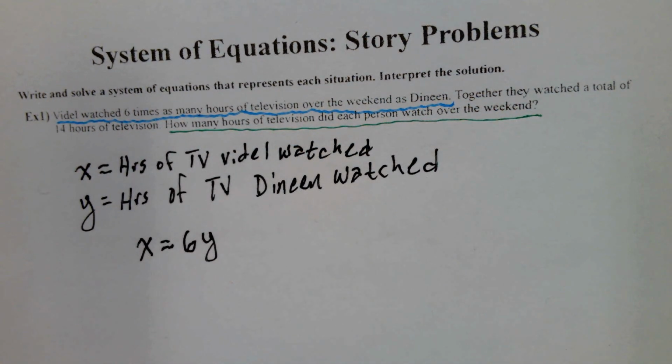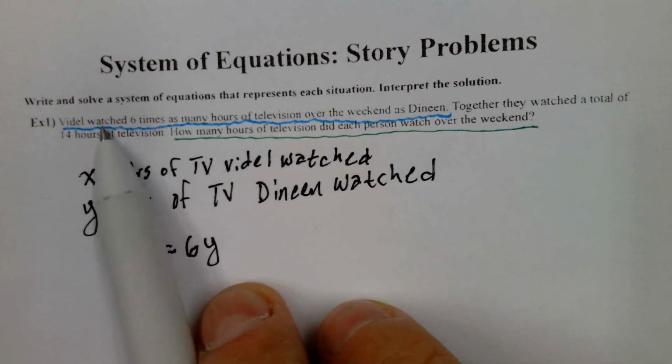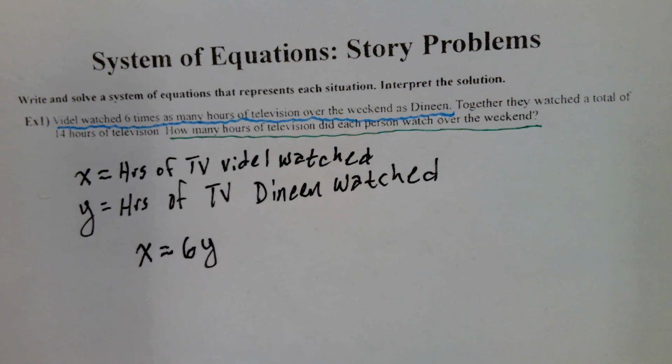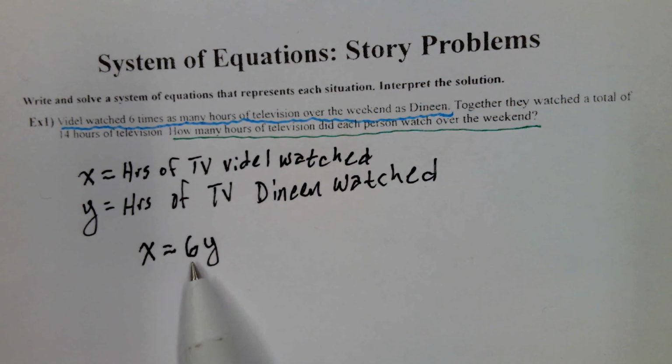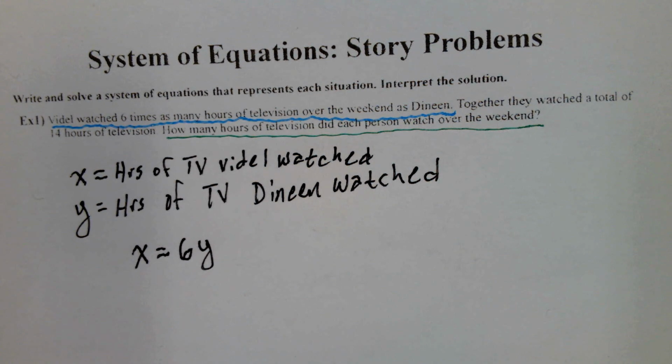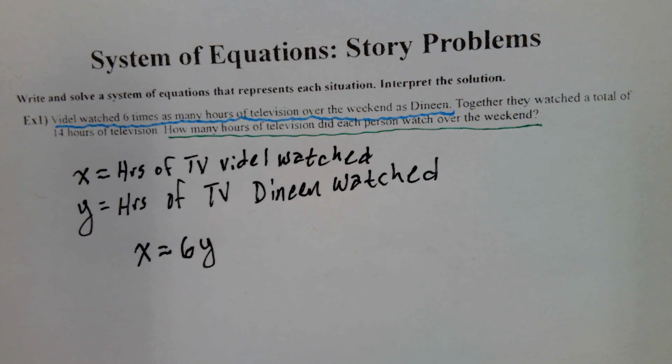This is our first equation. And I got it from reading that. Vidal watched 6 times as many hours of TV as Denis. X equals 6 times Y. Oh, I thought his name was Miguel. Vidal with a V as in Victor. Okay.